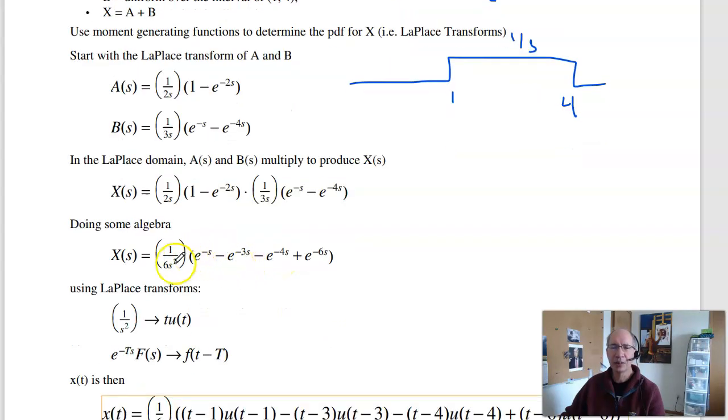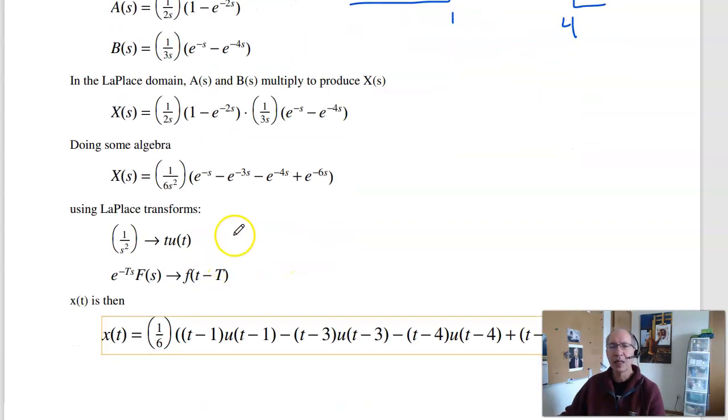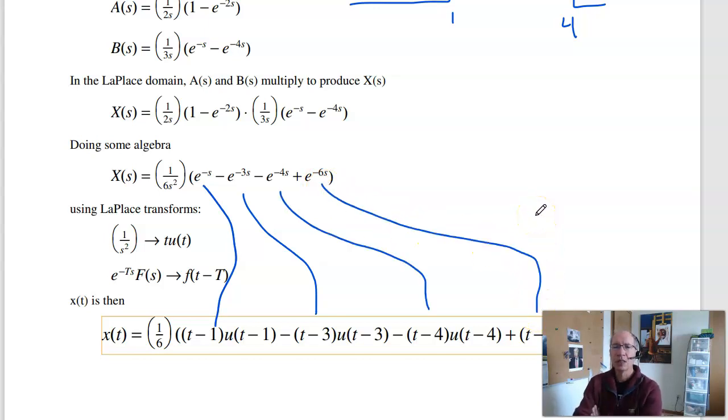Doing some algebra, the inverse Laplace transform of 1/s squared is t, u of t, delayed by 1 second, delayed by 3 seconds, delayed by 4 seconds, delayed by 6 seconds. So that is your answer. That is the PDF for x of t.